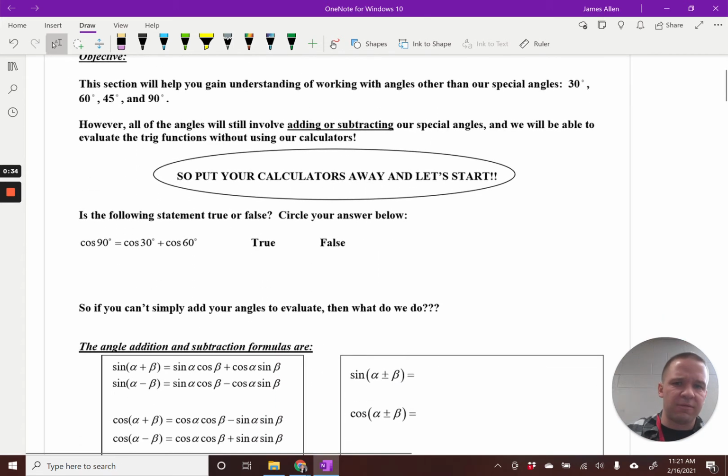So first off, no calculators here, all right? Let's put the calculators away. I'm always strapped with the TI-84, but I'm setting it aside today, okay?